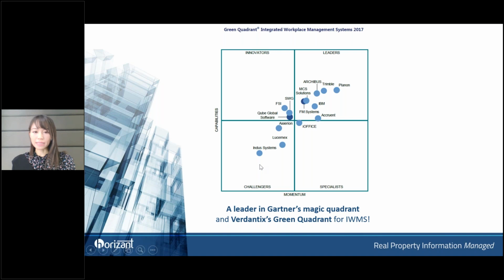And they basically associate Archibus as a leader, and it's constantly being put into that leader tier, even in the Verdantix and Gartner's Magic Quadrant and Verdantix Green Quadrant. So that means all those categories that they're basically evaluating for, say, the database, say, security, say, functionality, that sort of thing, Archibus is hitting those top marks.